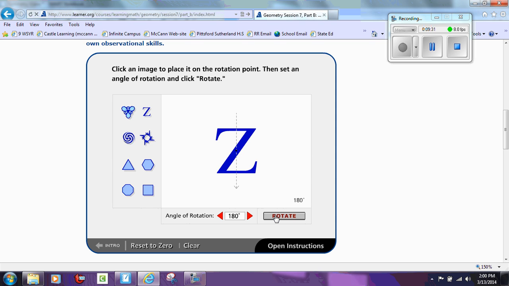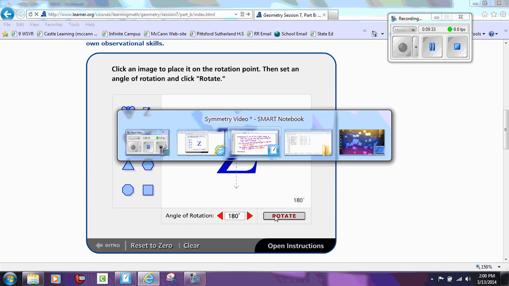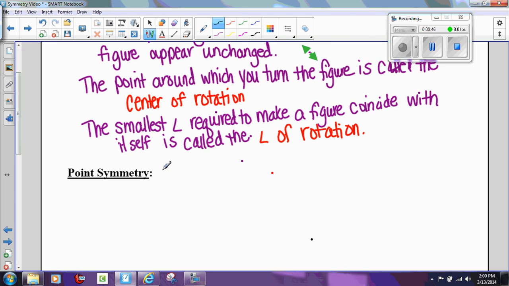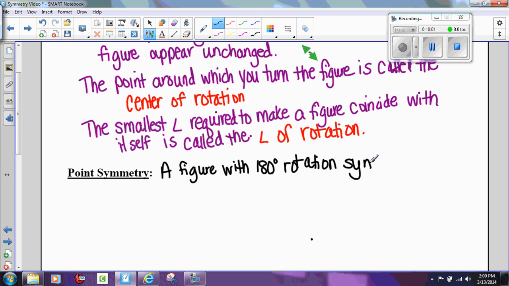And that brings up a very, very special kind of symmetry. We say that anytime a figure has 180 degrees of rotation symmetry, the name that we have for that is point symmetry. So we're going to say that a figure with 180 degrees rotation symmetry has that special point symmetry also.